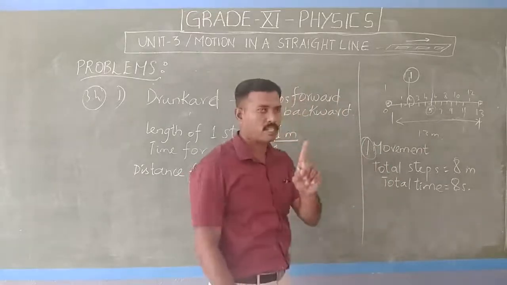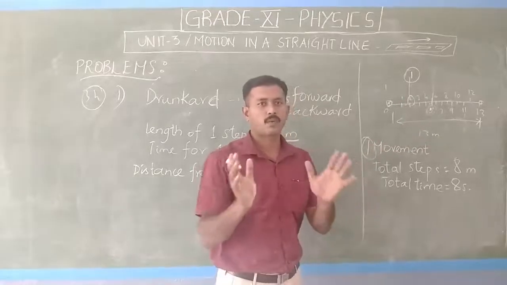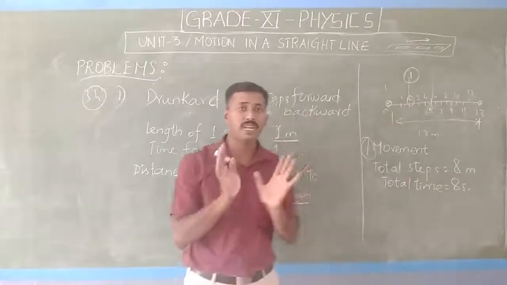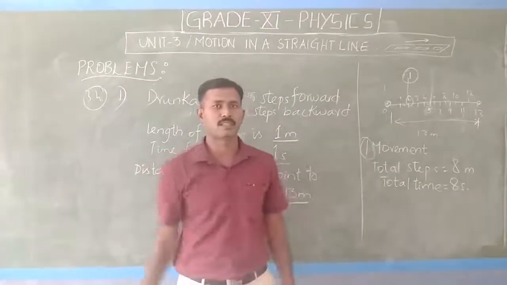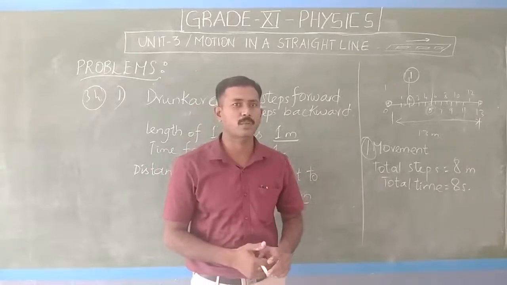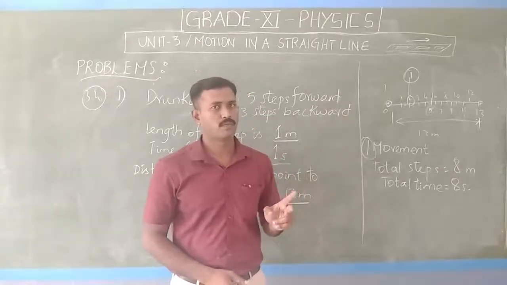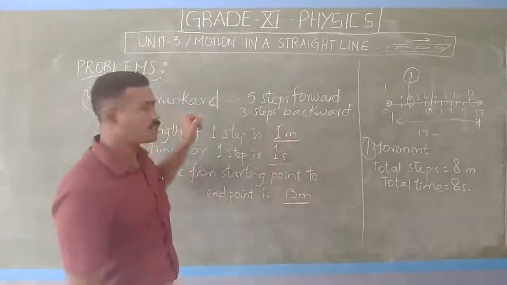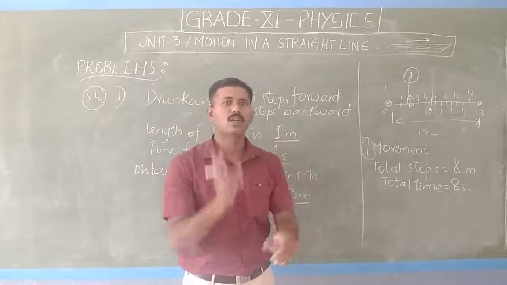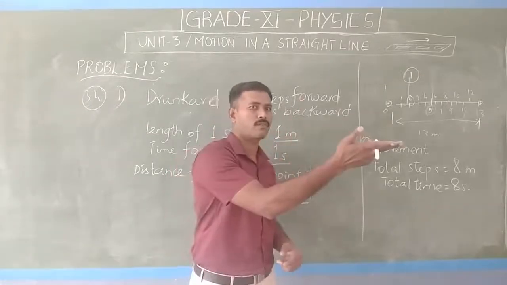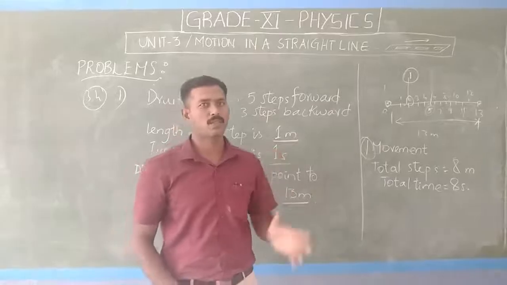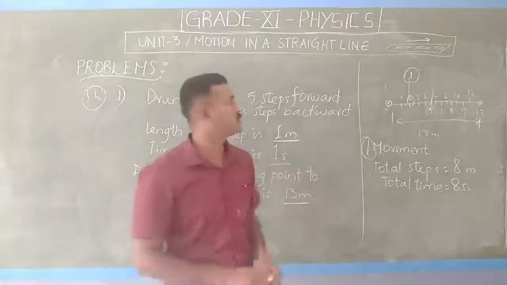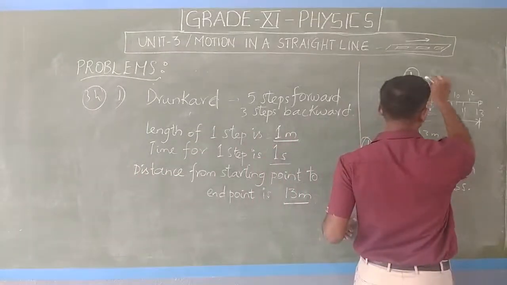for one movement, what is the displacement from the original point? The final displacement from the original point, the change in position, is 2 meters. For one movement of the drum cart, the displacement is 2 meters only, because it is going forward 5 and reversing 3 meters. So the total displacement found was only 2 meters.